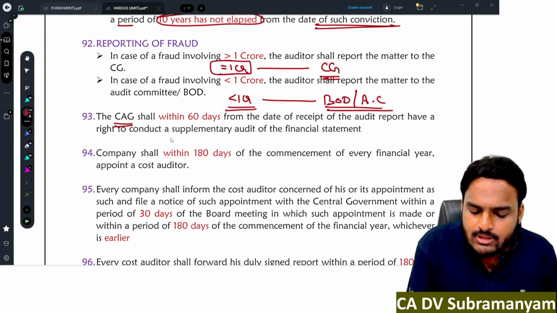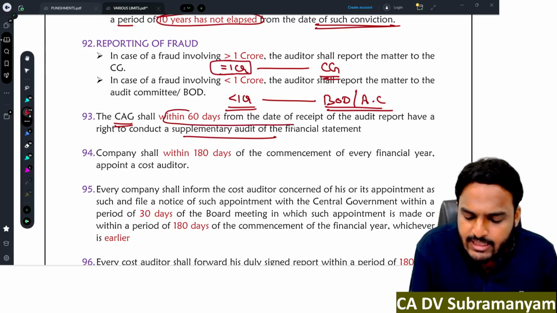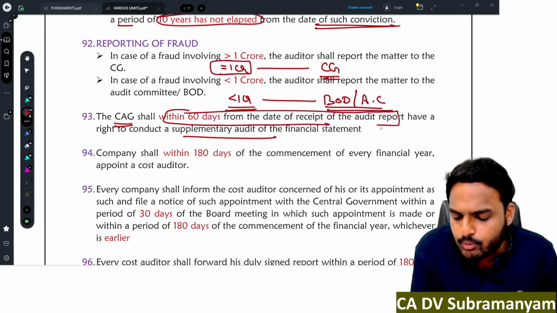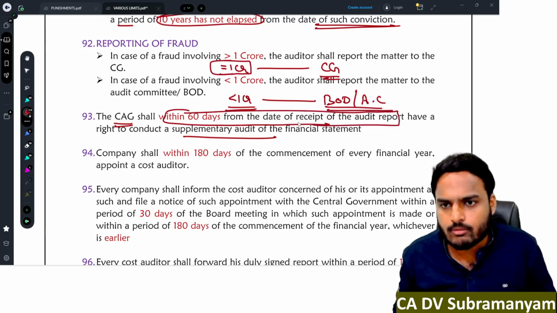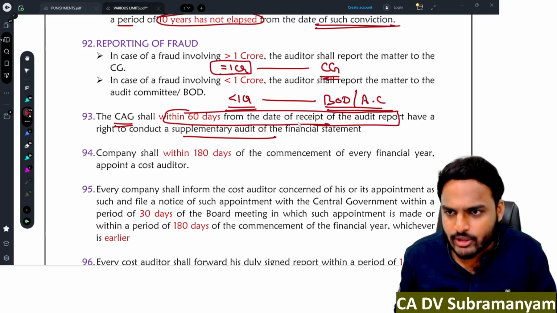C&AG is having a power to conduct a supplementary audit, but he can exercise this power within 60 days from date of receipt of audit report from the auditor of government company. So within 60 days he can exercise the right of supplementary audit.